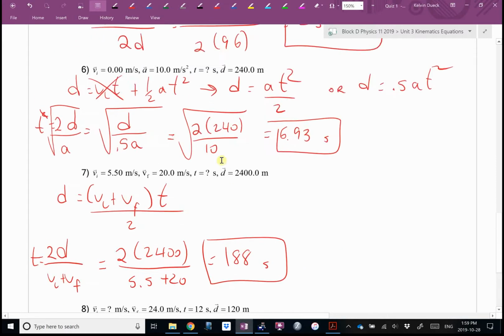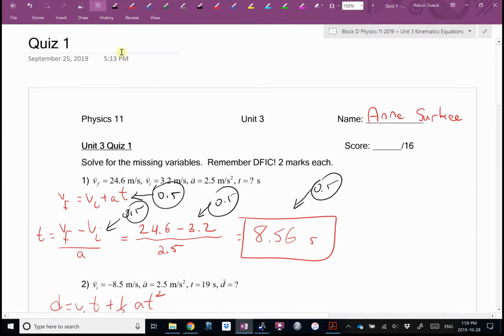Could you give yourself a lovely score, please, out of 16? If you need to lawyer with me, now is the time. Otherwise, pass them inwards. The person in the middle puts them in a nice, neat stack, all facing the same way.